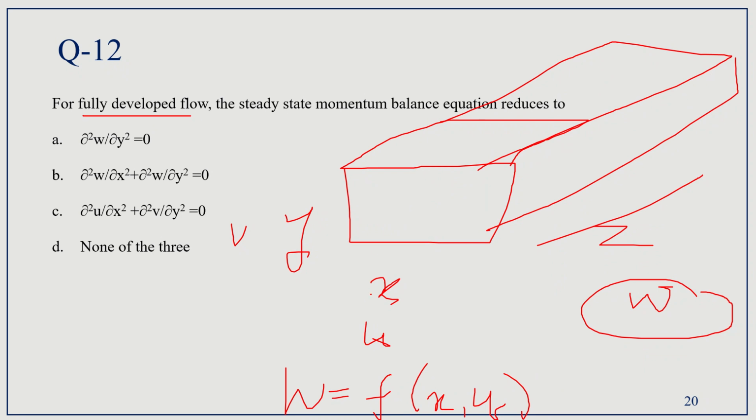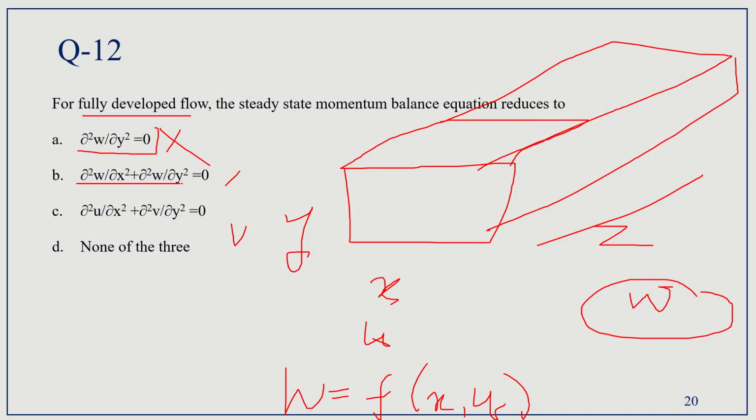So from this we can see that W is a function of X and Y. So option A, it is given ∂²W/∂Y² is equal to 0. It is false. ∂²W/∂X² plus ∂²W/∂Y² is equal to 0.